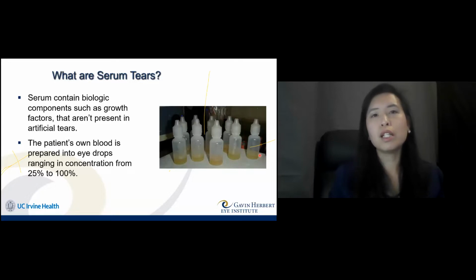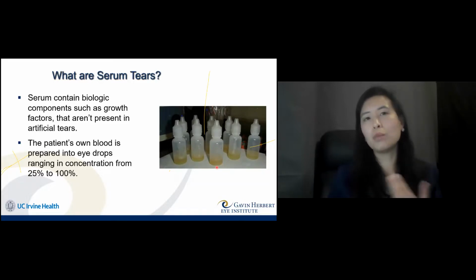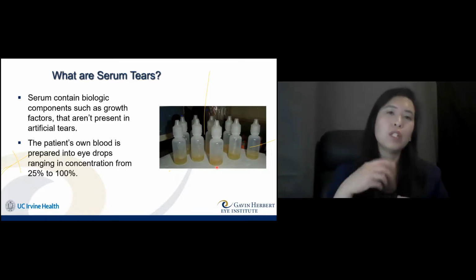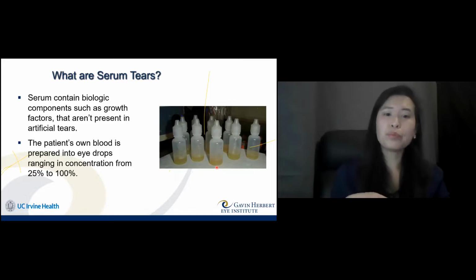So there is this idea that, well, what if we just took some other biological fluid and tried to put it on the eye? So one idea is to use the patient's own blood. But you see that the drops are not red. So what happens is somebody comes to your house, they draw the blood from your arm, and then they put it in a centrifuge and spin down the red blood cells. So what's left is called serum, and that's not red. It's like this transparent yellowish fluid. And so that can be put into eyedropper bottles and given to the patient to use on their eye.